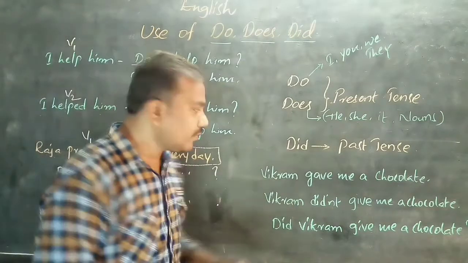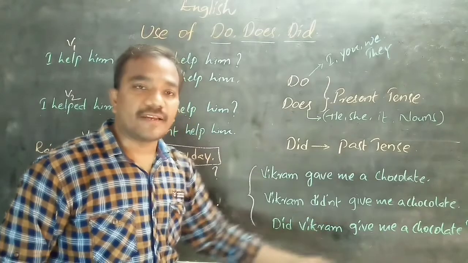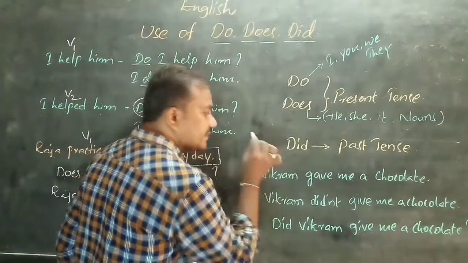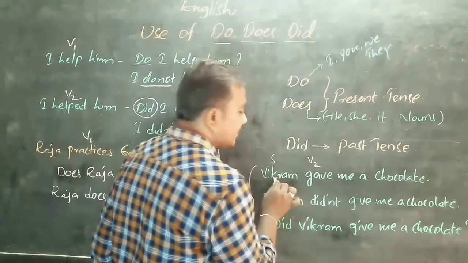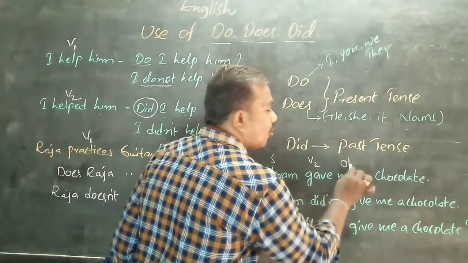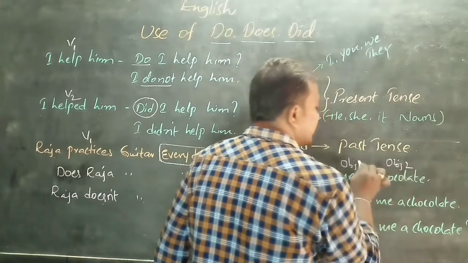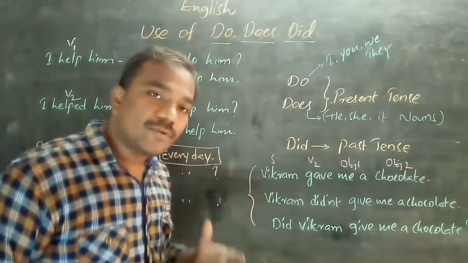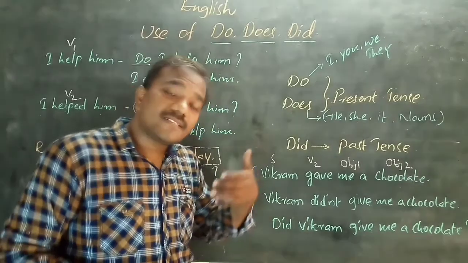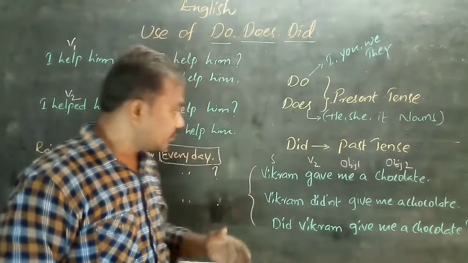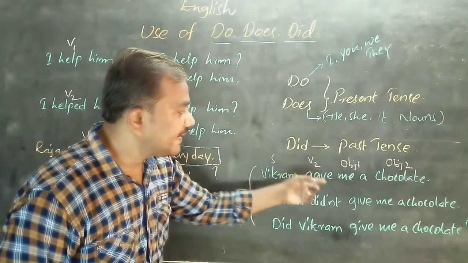Then one more example here for you. Vikram gave me a chocolate. See, Vikram is the subject here. Give, gave, given. See, this is V2 form. Vikram gave me, object 1, and chocolate, object 2. I can have any number of objects in my sentence. There can be one object, or even more than one. Vikram gave me a chocolate. Here Vikram is the subject, gave is V2 form.